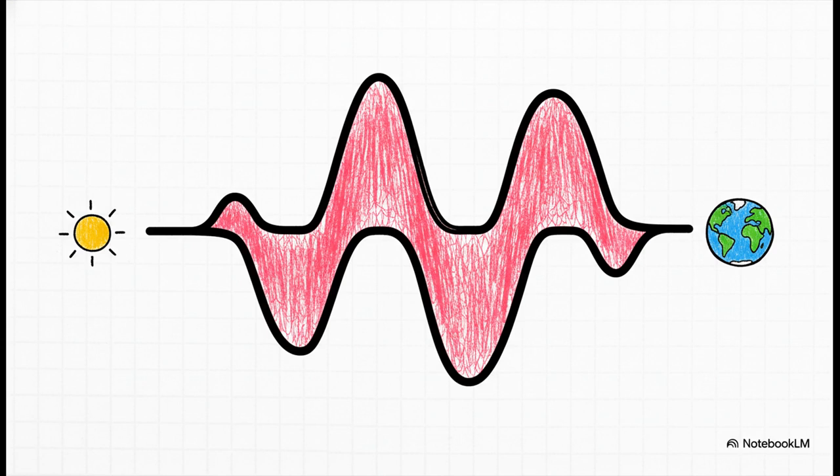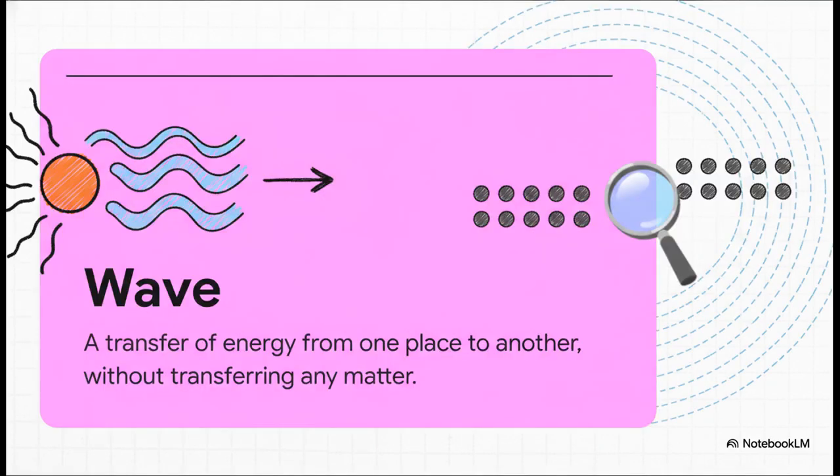Well, the answer is actually really simple, and it's the key to everything we're about to cover. It's all about waves. So what is a wave, really? You've got to get this definition down. It's so important. A wave is just a way to move energy from point A to point B. But here's the kicker. It does it without moving any matter along with it. The energy travels, but the particles themselves just jiggle on the spot.